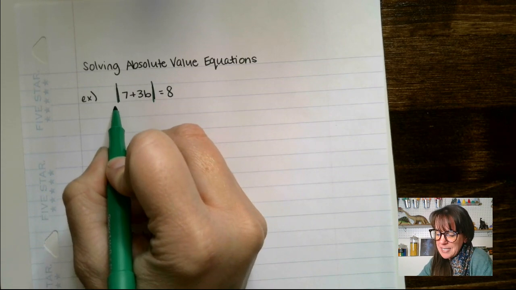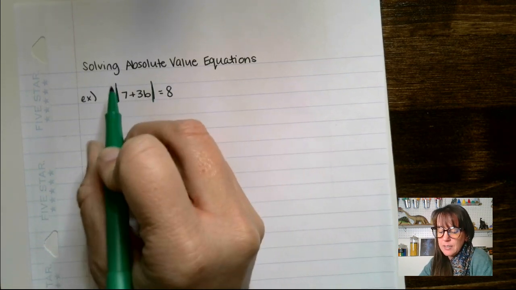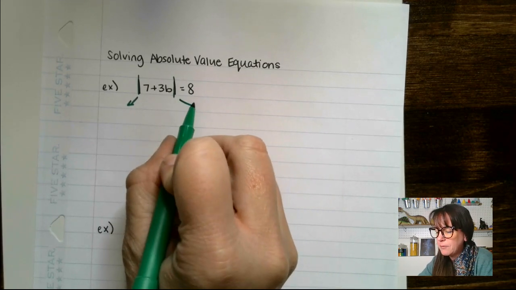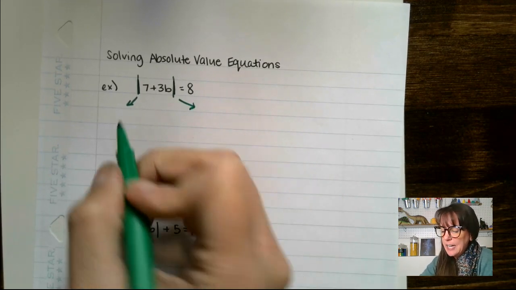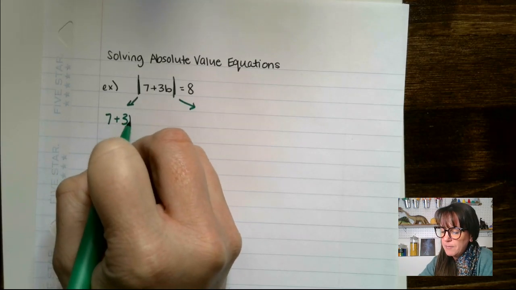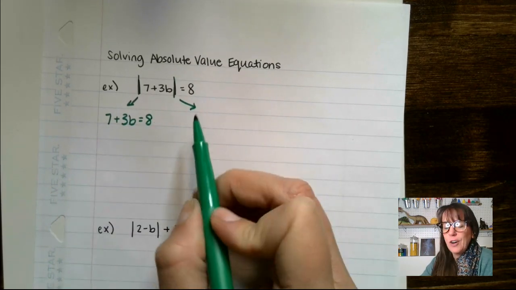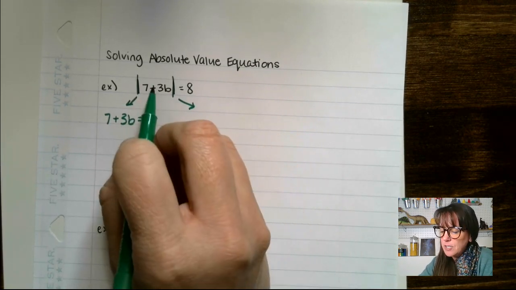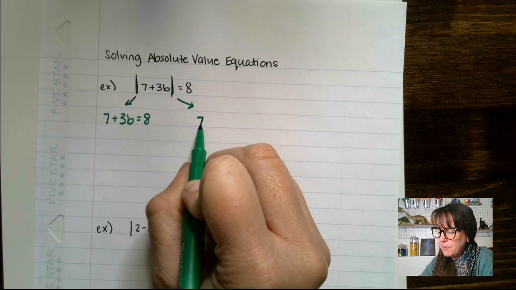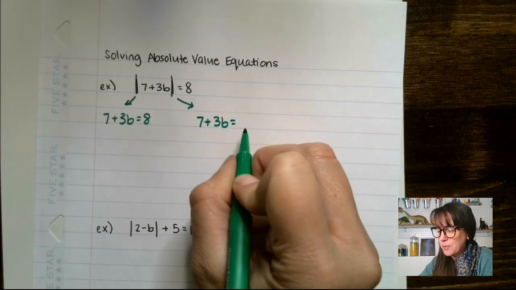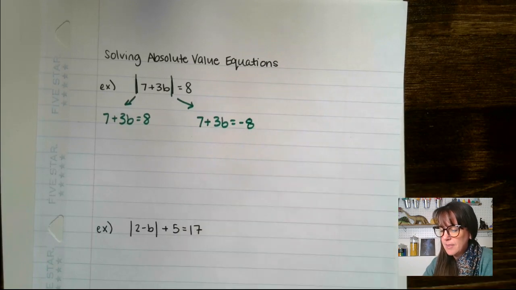So here's what I do. I see these absolute value signs, and that reminds me, hey, draw two arrows because I'm going to have two equations. The first equation is exactly as you see it: 7 plus 3b equals 8. Our second equation, from the negative side, we do the same thing: 7 plus 3b equals, but now we've got to do the negative side. So we say negative 8, okay?